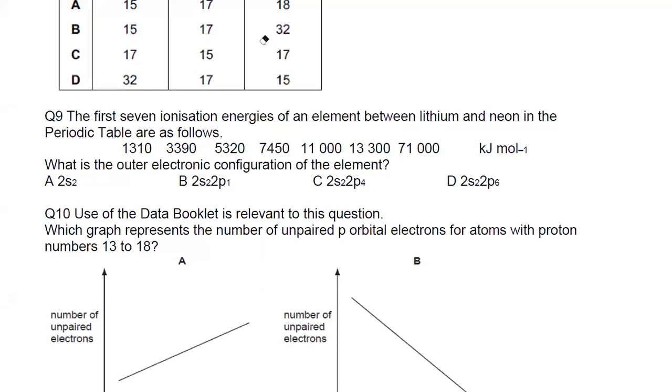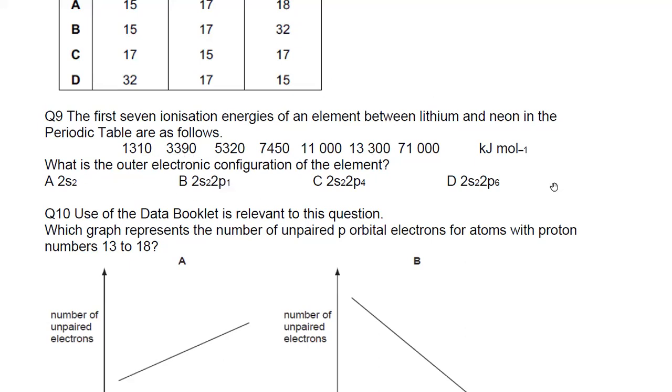It's in group 6, because we go 1, 2, 3, 4, 5, 6. That means after the 6th electron there is a huge jump, so there are 6 electrons in the outer shell. So this is in group number 6, and in group 6 we have 6 electrons in the outer shell.